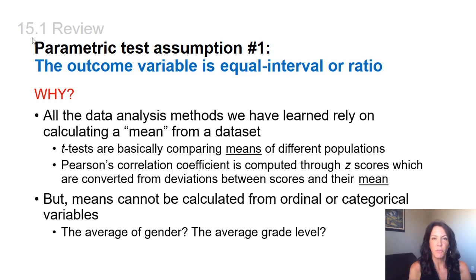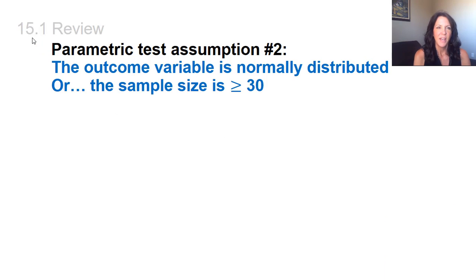We can't find, for example, the average of gender. We can't find the average of grade level. So we've been somewhat hampered in our ability to do all sorts of analyses. Our dependent variables have always had to be equal interval or ratio. Another assumption of the parametric test is that the outcome variable, the dependent variable, is normally distributed, or if it's not, the sample size is greater than 30.